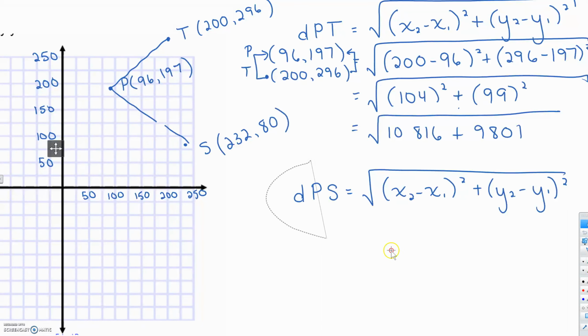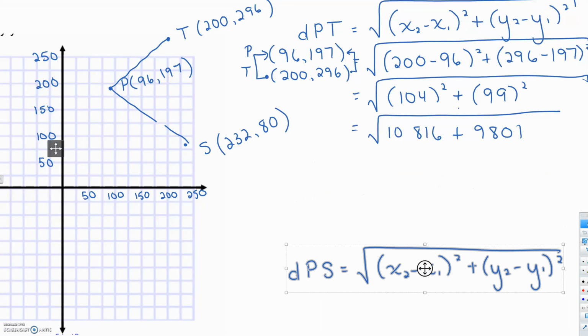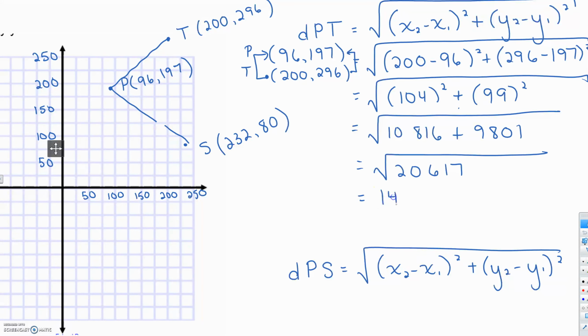9,801. So then all we need to do is add up underneath the root. So 9,801 plus 10,816, which gives me 20,617. And we want an actual distance. So if we do the square root of all that, it's 143.6 approximately. Okay, it doesn't tell you how to round for this question, so usually 1 decimal is acceptable.